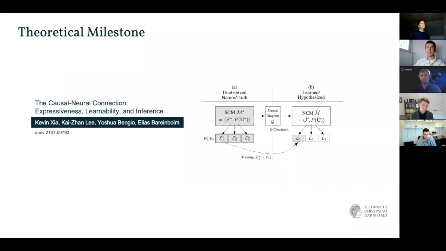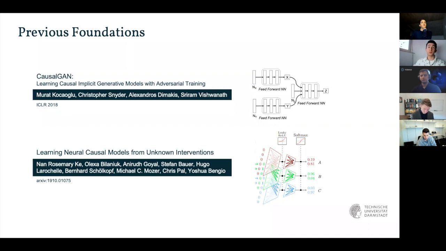I think a theoretical milestone was a recent work, which I think was also now accepted to NeurIPS, by Xia, Lee, Bengio, and Bareinboim, where they really managed to formalize this notion of neural causal models. So basically parameterized SCMs in our machine learning world that you can touch. But obviously this was not all. Kocaoglu et al. or Rosemary Ke et al. already did these kinds of things more or less. For example, the work you see on the bottom here already used that notion of neural causal models. It's just that this new recent milestone was theoretical, so they really formalized all these things.